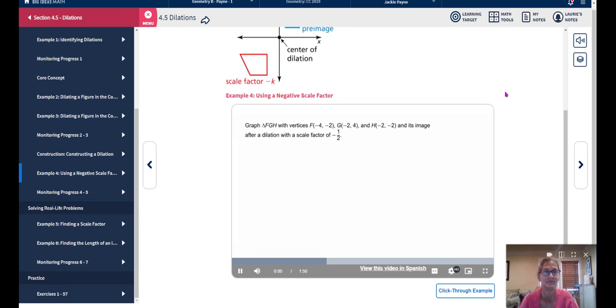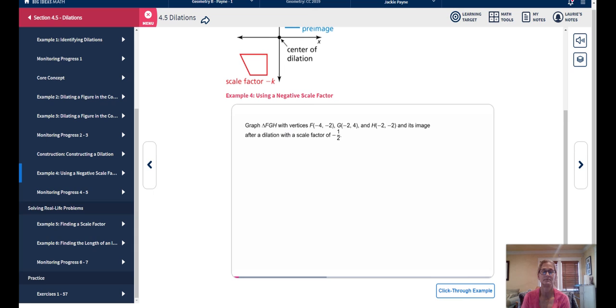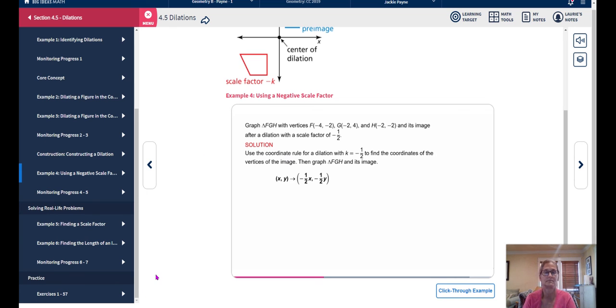So here's an example. Graph triangle FGH with vertices F(-4, -2), G(-2, 4), and H(-2, -2), and its image after a dilation with a scale factor of -1/2. Solution. Use the coordinate rule for a dilation with k equals -1/2 to find the coordinates of the vertices of the image. Then graph triangle FGH and its image. Recall, after a dilation with scale factor k, the point P(x, y) maps to the point P'(kx, ky). Because k is equal to -1/2, the point (x, y) maps to the point (-1/2 x, -1/2 y).